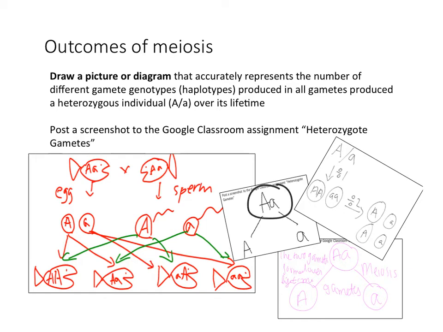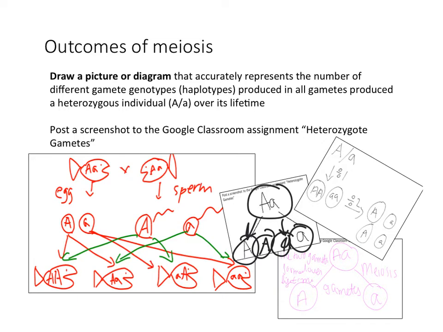Okay. One diploid meiocyte produces 4 haploid gametes. And the same thing happens every time meiosis happens in that individual. So over its lifetime, what fraction of its gametes are big A? 1/2. And what fraction are little a? The other half.